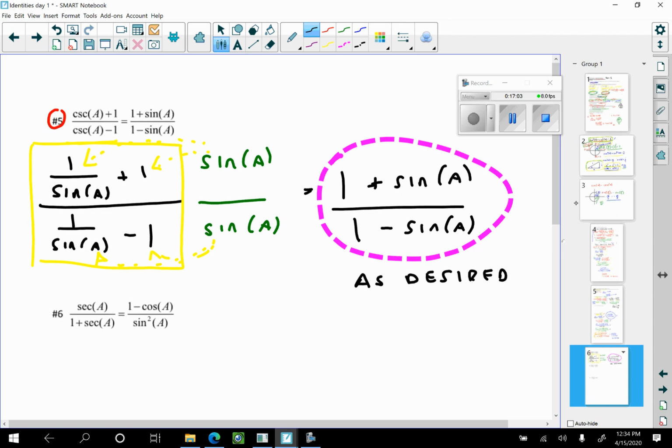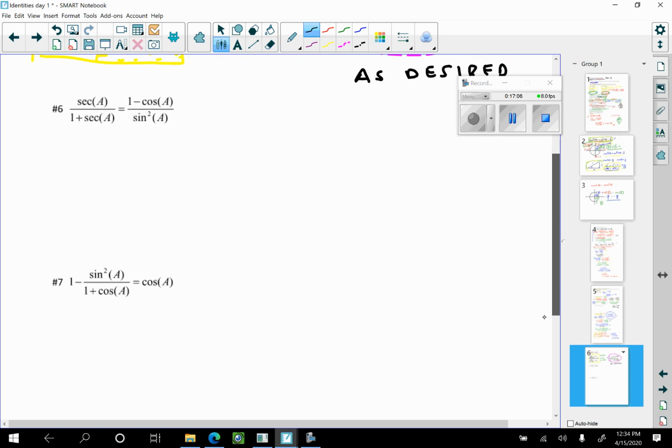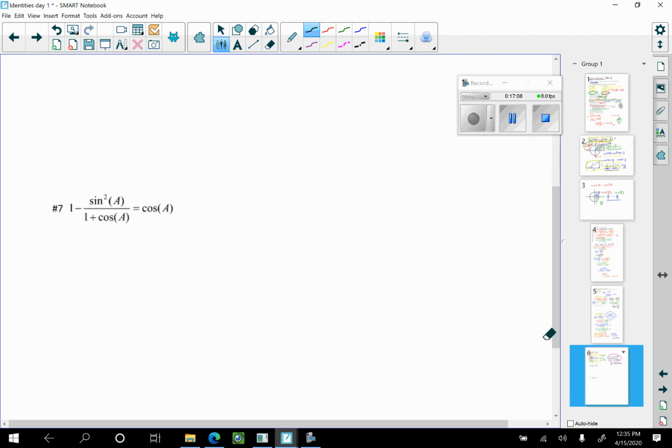Okay, let's jump down here and do number 7. I want to show that whole thing there is equal to cosine. I don't think. Let's try it. It's already written everything in terms of sine and cosine. So what I'm going to do here, hey, what is sine squared? Isn't sine squared 1 minus cosine squared of A? You betcha. Over 1 plus cosine of A.